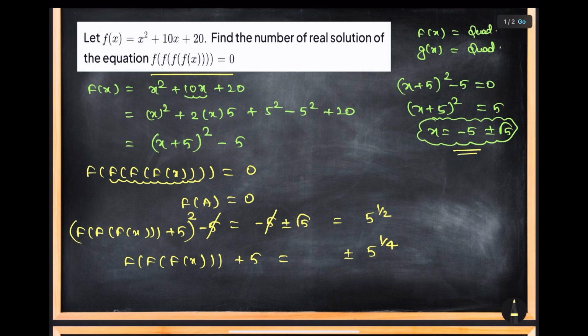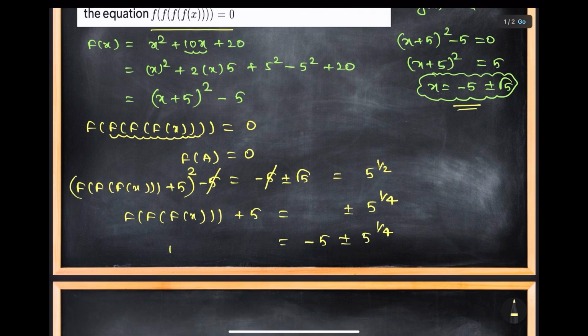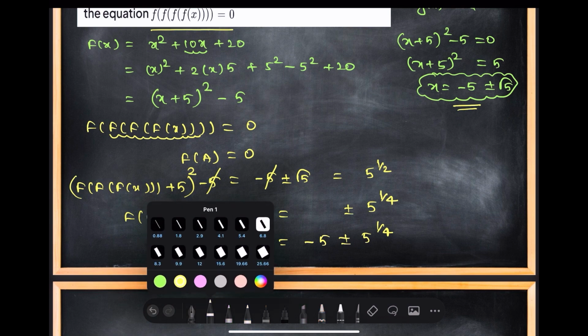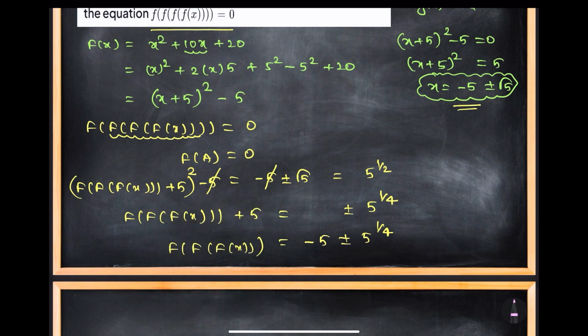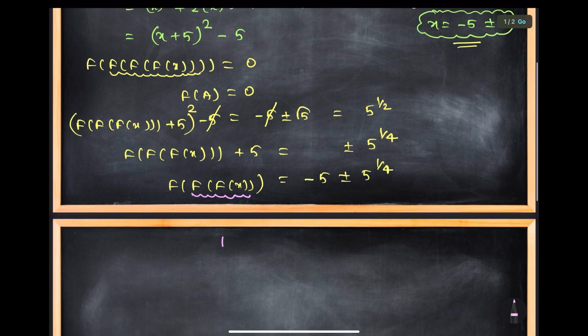Now can I send this 5 to that side? It will become minus 5 plus or minus 5 power 1 by 4. And we are left with f of f of x. Now look at this, we get rid of one of the f. Now can I assume this thing to be b, and we will do the same approach. Minus 5 plus or minus 5 power 1 by 4.